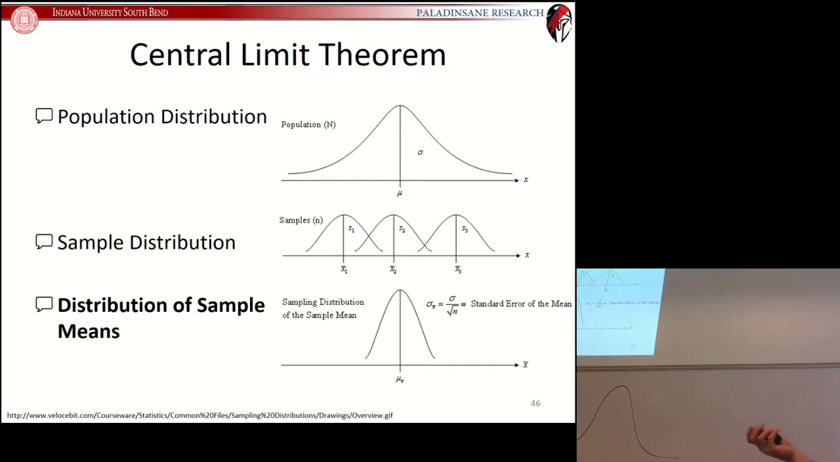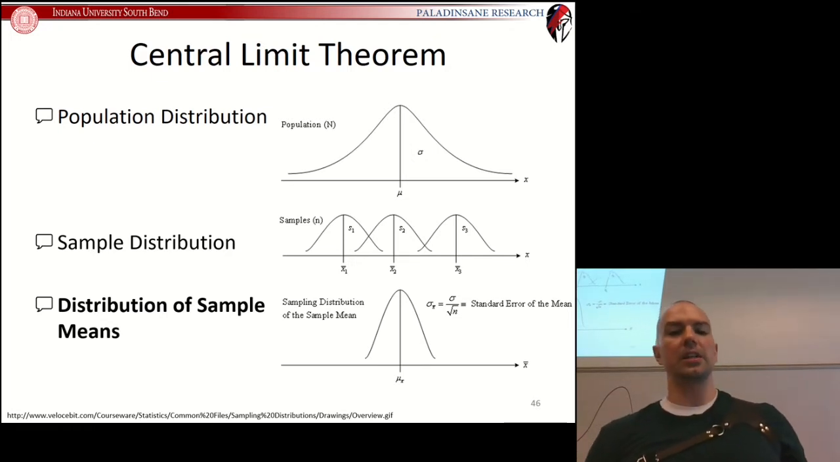And the great thing about the distribution of sample means is that the mean of the distribution of sample means, remember, we need to know what this is, is going to be the same as the population mean. And the standard deviation of the distribution of sample means is going to be equal to the standard deviation of the population divided by the square root of the size of the sample.